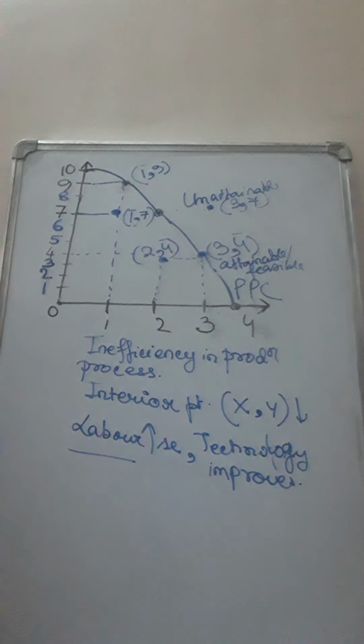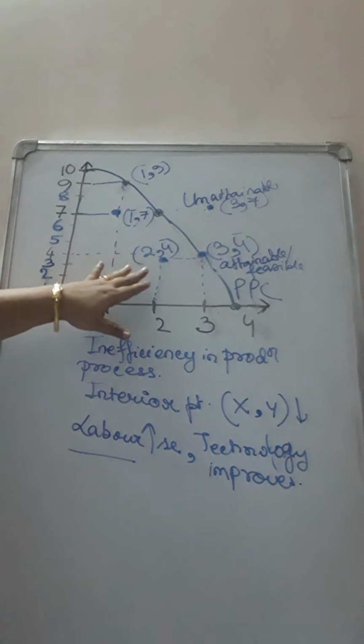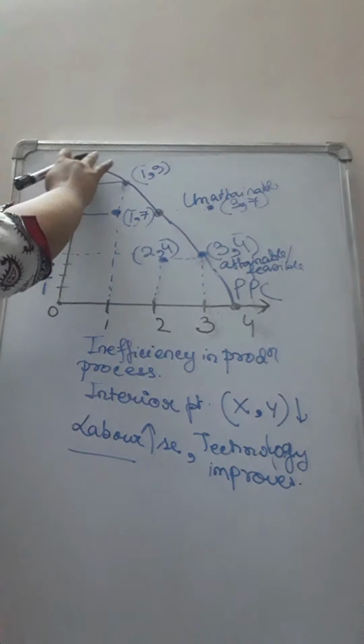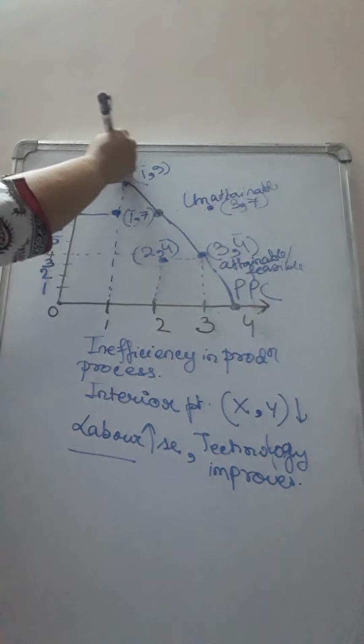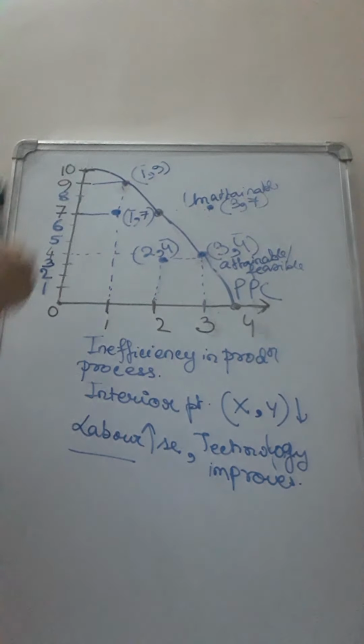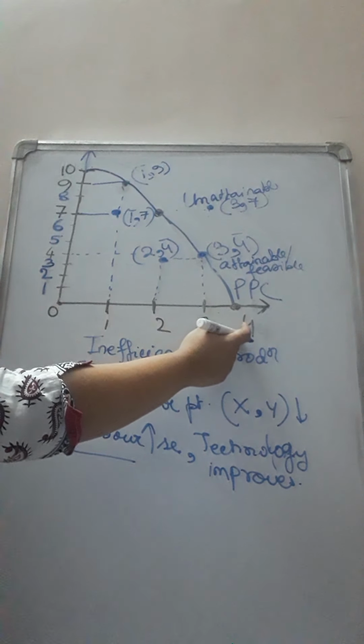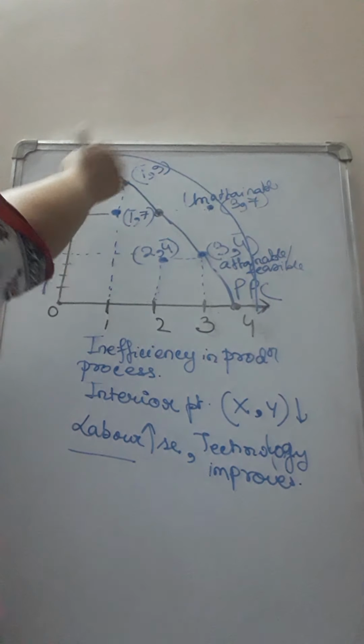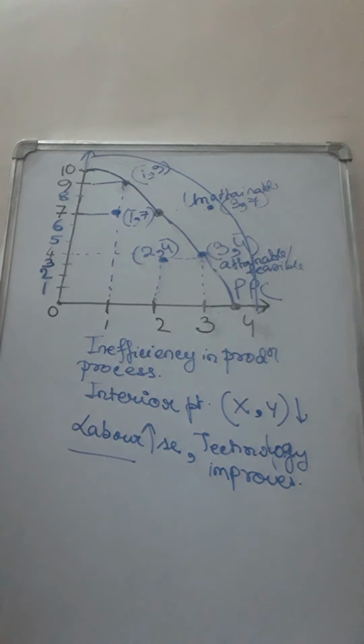So this is one of the points: attainable, unattainable and interior points. Now if a PPF shifts, shifting of PPF means, this is the original PPF. The PPF can shift outward. Outward shift means now both X and Y's production can be increased.